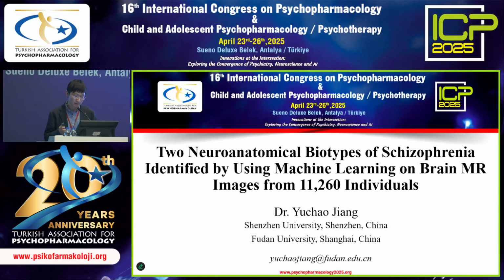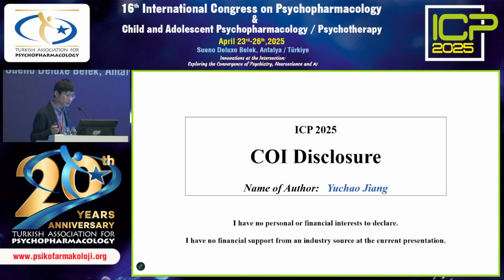So I'm glad to share our recent work. My topic today is machine learning application in brain disorders. We take schizophrenia as an example. We're using machine learning on brain images, and we found two schizophrenia biotypes from more than 10,000 individuals. I have no personal or financial interests to declare.